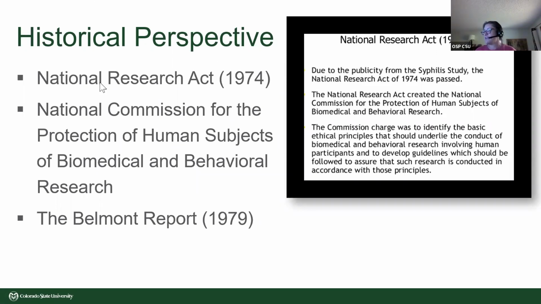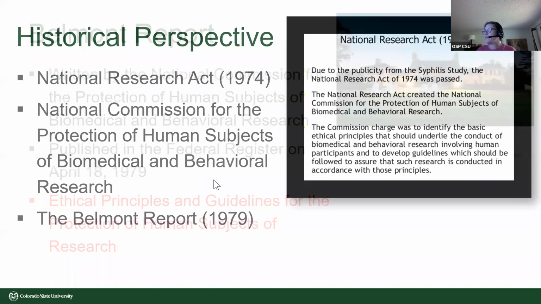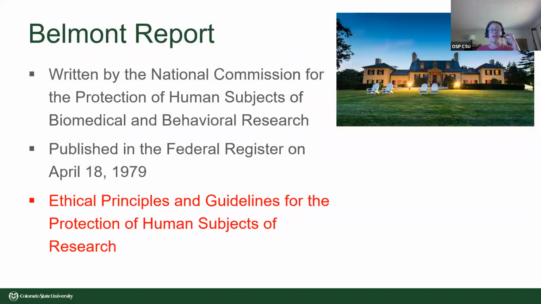Oops, if I can get my slides to forward. On the next slide, it was that National Commission that wrote the Belmont Report. It was published in the Federal Register, and it outlines the ethical principles and guidelines for the protection of human subjects research. The report itself started with some conversations and then that congressional mandate. We're going to go through some of the important parts of that report in the next few slides.